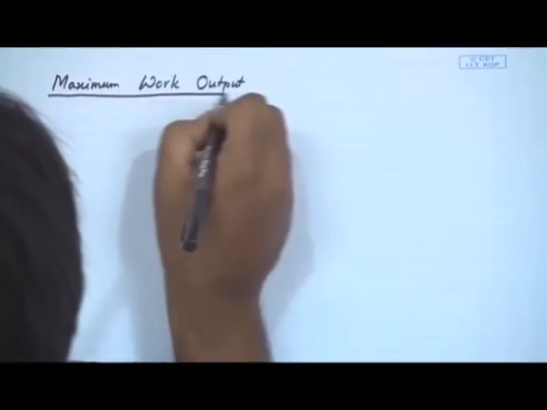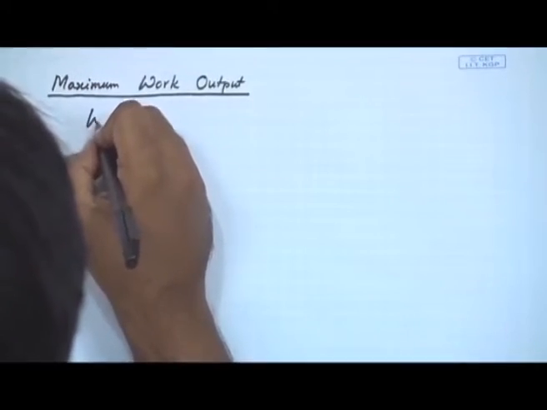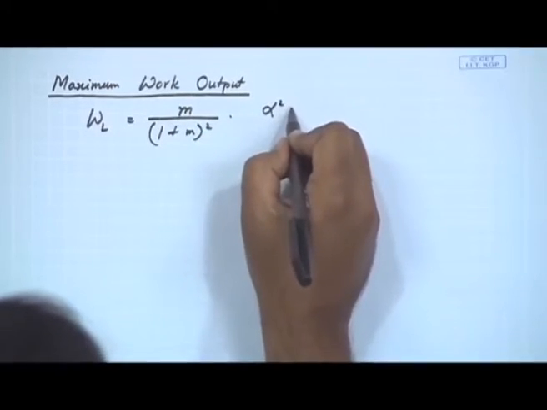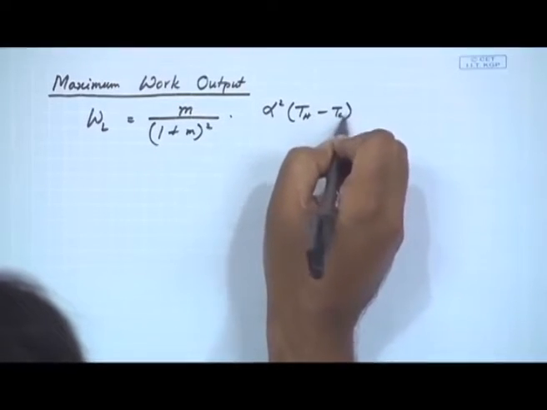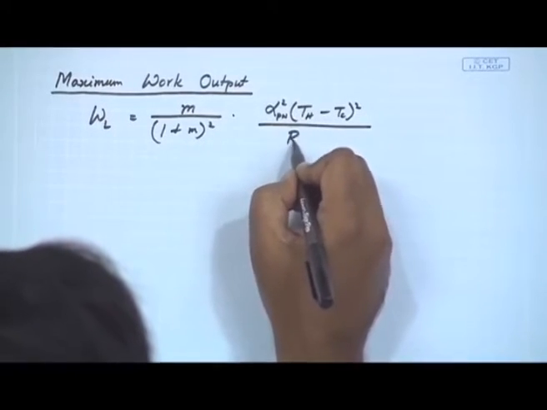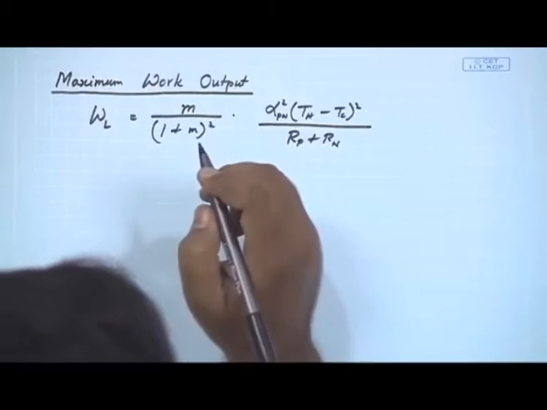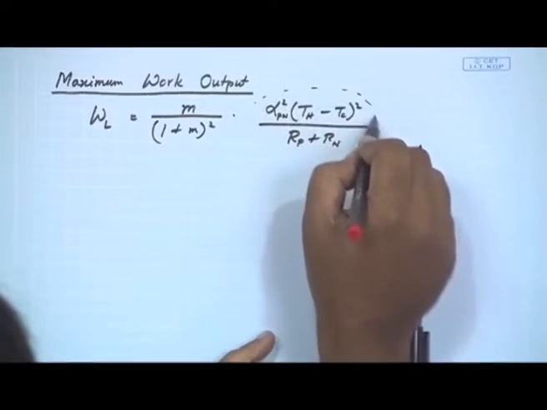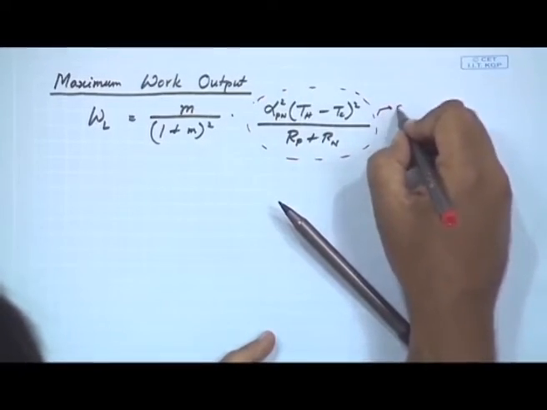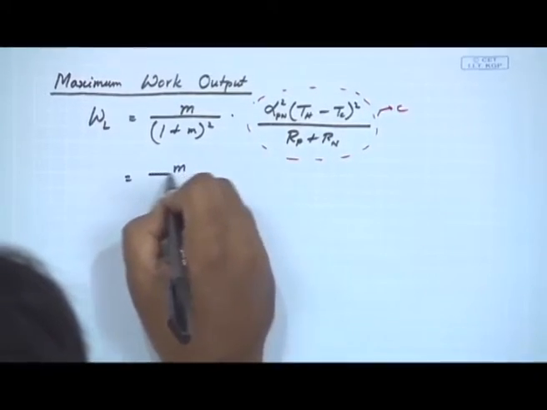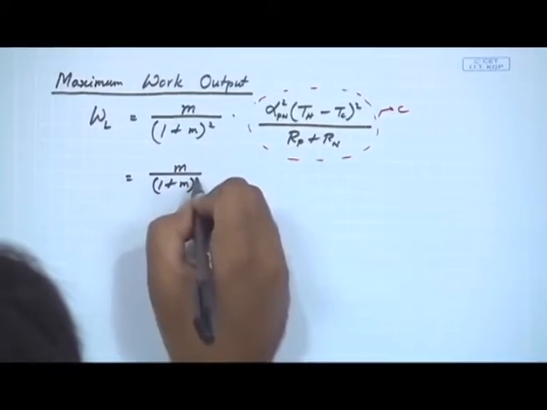for maximum work output, I will go to this value of WL, which I recall is m into (1 plus m) whole squared times alpha squared (Th minus Tc) whole squared, alpha Pn, divided by Rp plus Rn. Okay. So, let me define this number by some constant, let us say equal to C. Again, all I am trying to do is simplify things a little bit. So, WL is m over (1 plus m) whole squared times C.